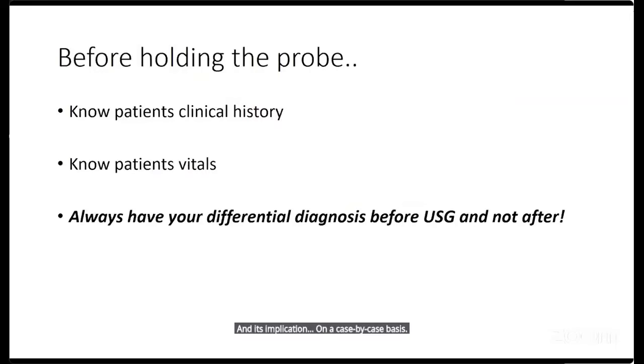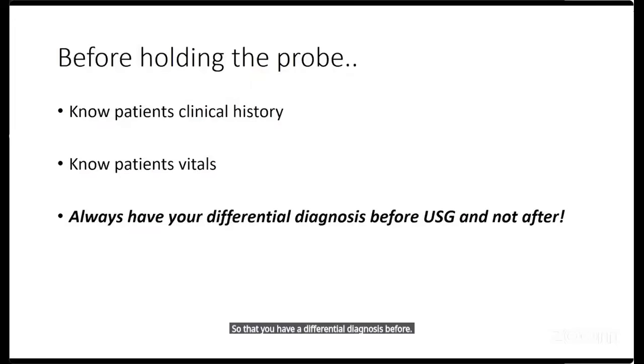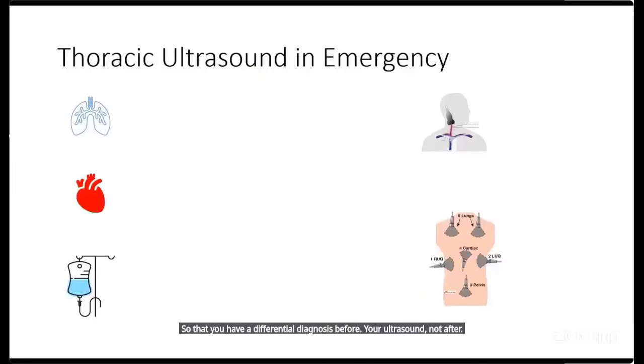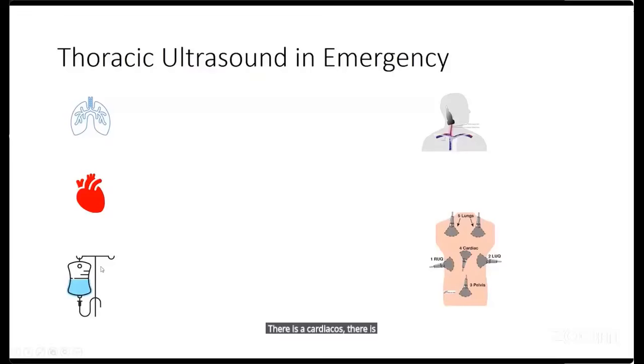First and foremost, before moving to a case, it's important to know your patient's clinical history and vitals, so that you have a differential diagnosis before your ultrasound, not after. How is thoracic ultrasound important in emergency? It helps us in coming to a diagnosis whether the patient in respiratory failure has a cardiac cause, or a hypovolemic or circulatory failure. So we can understand the cause of that. And it is helpful for inserting central lines and for diagnosis of pulmonary embolism as well.